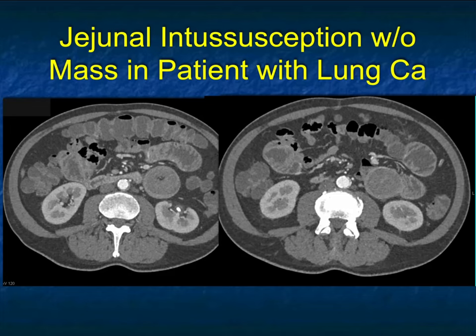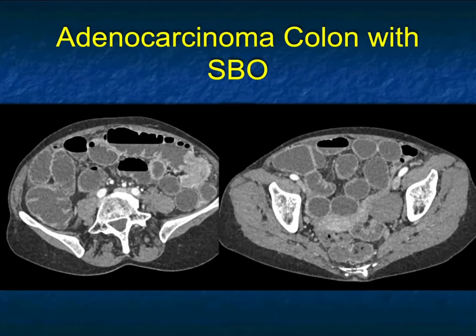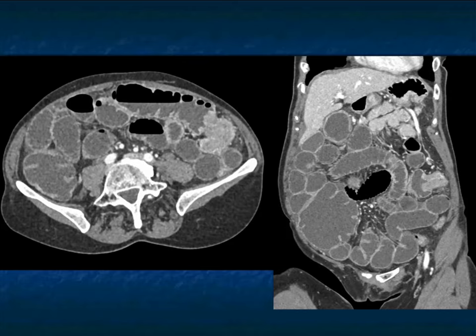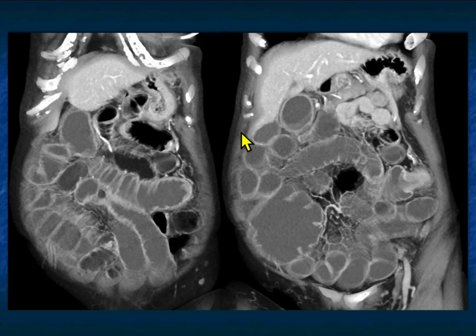So again, there's a range of appearances. Clinical history would be helpful. I mentioned melanoma is the one we think about, but other tumors, including lung cancer, are all possibilities. And here's another patient with adenocarcinoma of the colon with small bowel obstruction. We're following it downward, and here we can see the patient's obstruction. The patient's tumor in the colon was the cause of the obstruction.